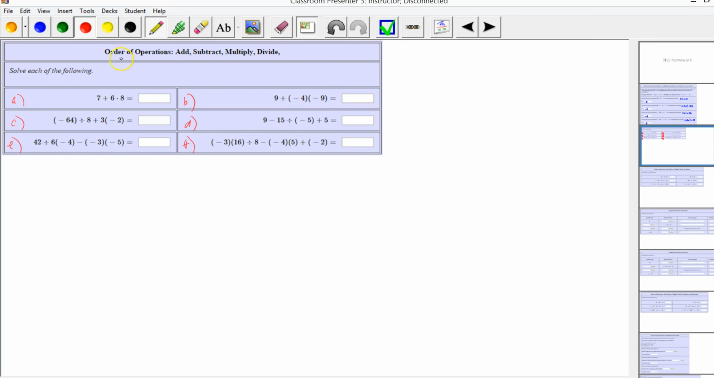In this example, we're going to use the order of operations to add, subtract, multiply, and divide. So remember, for our order of operations, we'll do multiplication or division first from left to right. And after we've done any multiplication or division, then we'll do addition or subtraction from left to right.